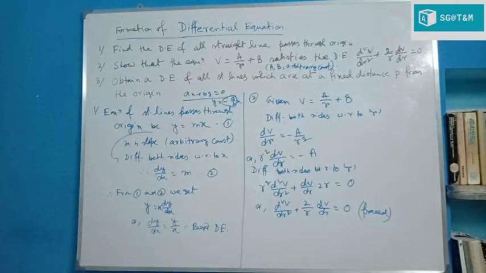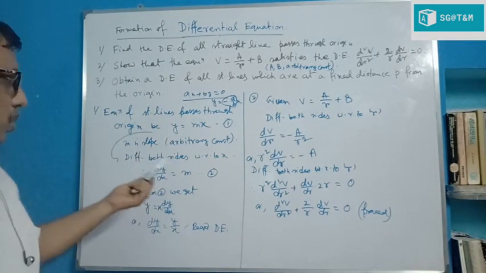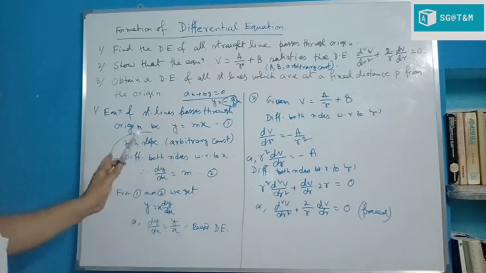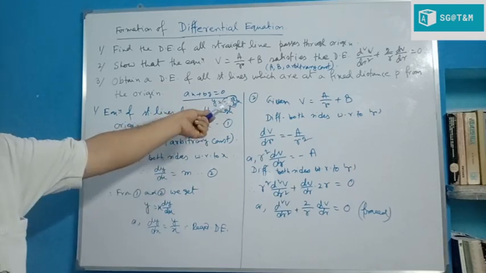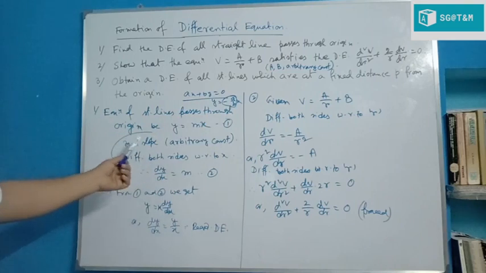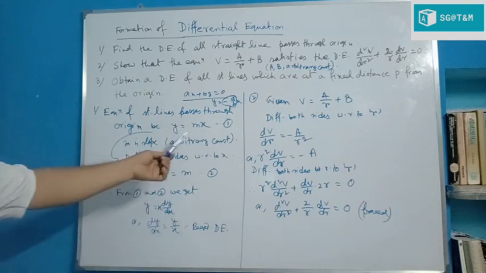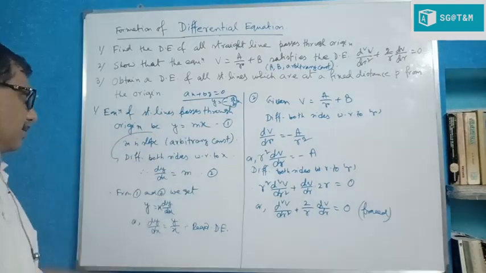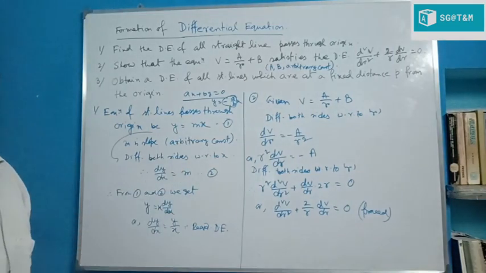So first we write y is equal to mx. Here m is the slope, in this case minus a/b is the slope. That is nothing but m, the arbitrary constant. If the slope is changed, then we get a different straight line. So in this case the arbitrary constant is m.